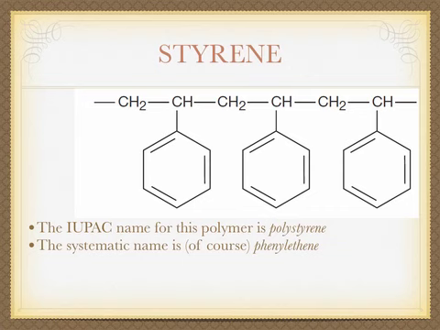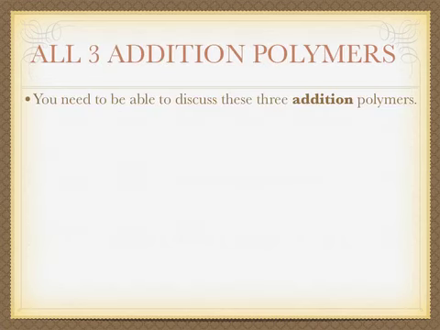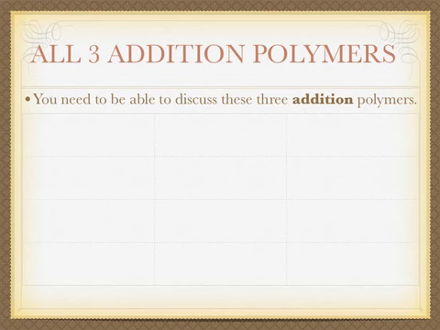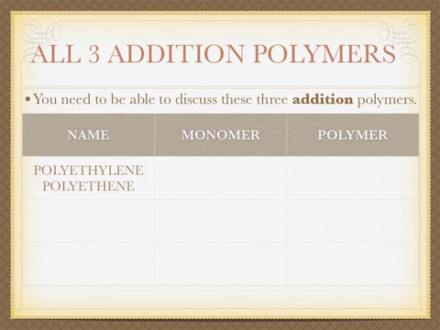The systematic name is phenylethene because you have a phenyl group attached to an ethene monomer. So for the whole polymer, it would be polyphenylethene. Easy? We'll have to do some study. You need to be able to discuss all of these as addition polymers. So here's a quick discussion on a single slide. Polyethylene and polyethene have the monomer ethene.